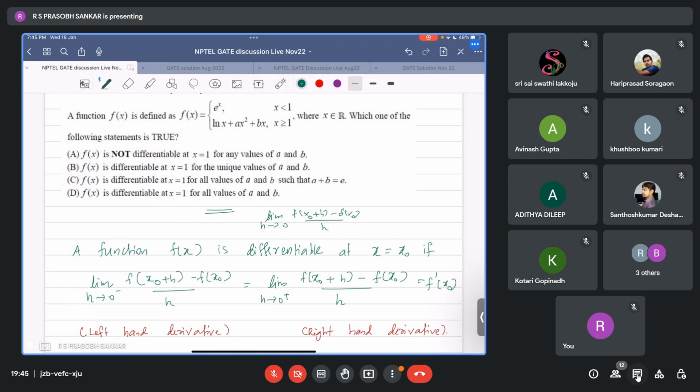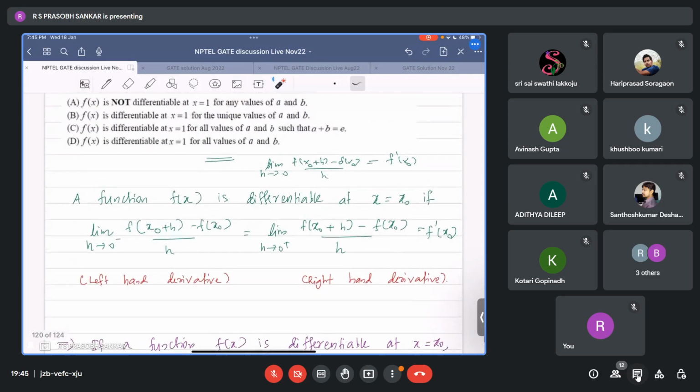If this limit exists, then we say that the function f of x is differentiable at the point x naught, with the value of the derivative being equal to whatever value of this limit is. That is how we define the derivative from first principles.